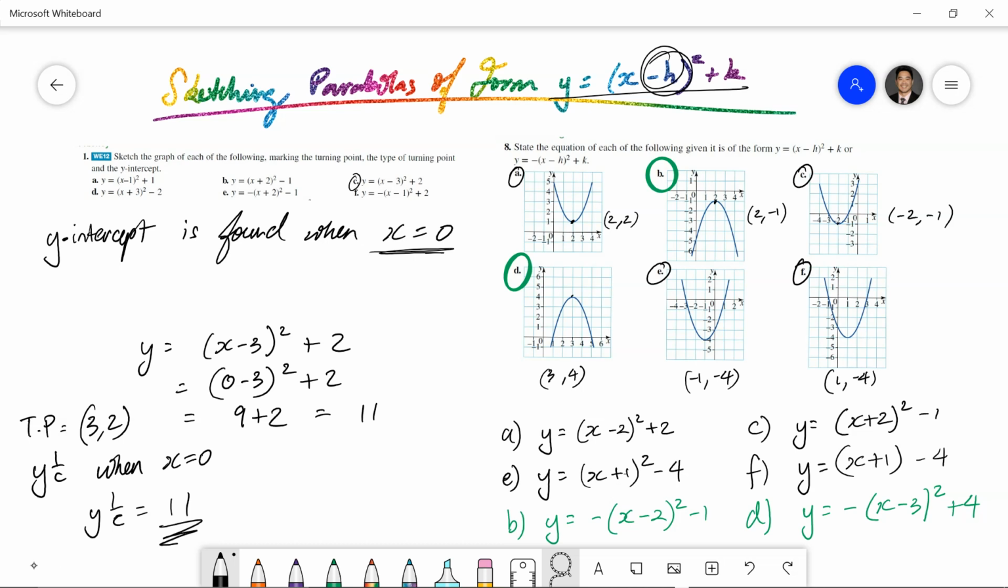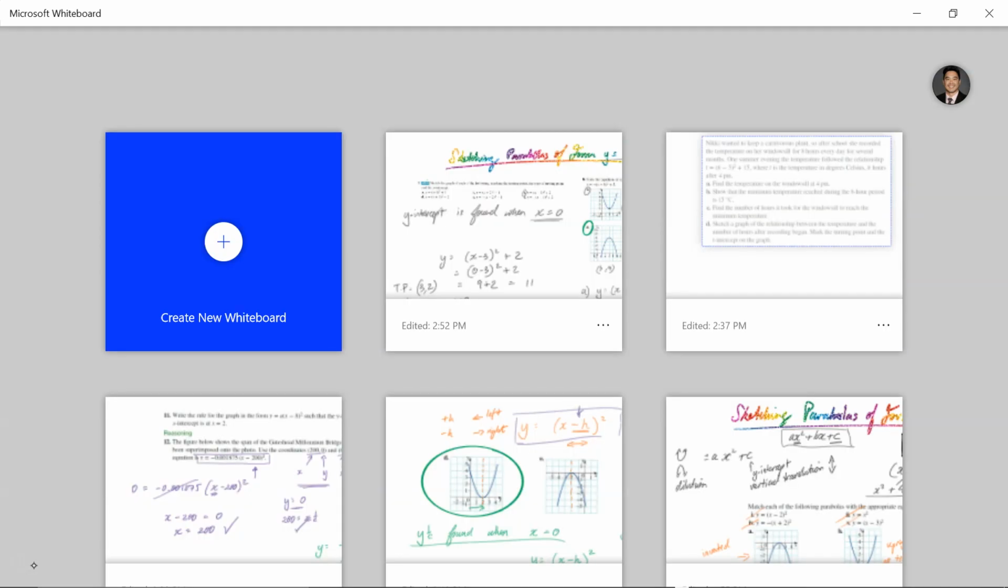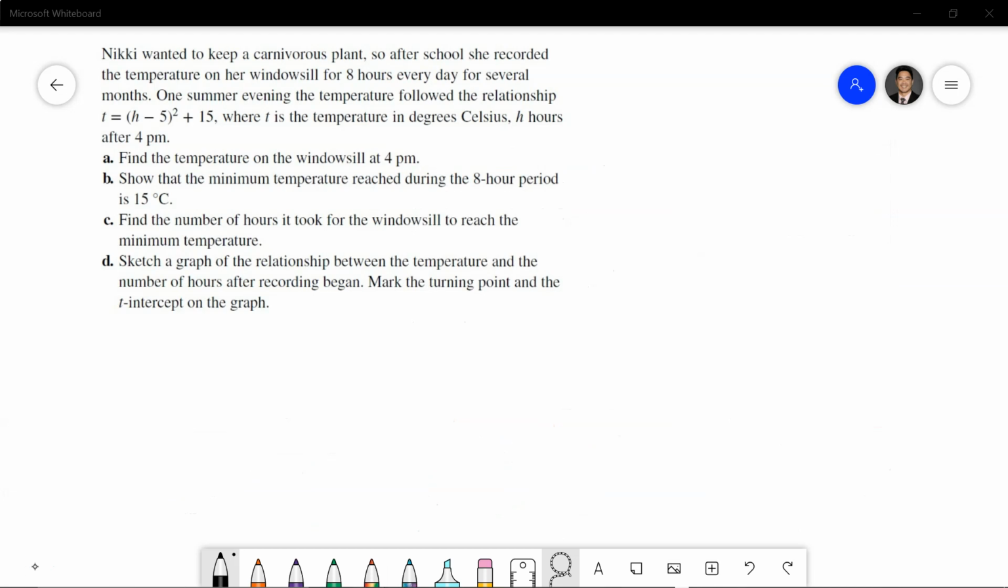Okay, so that's just something I want you to really highlight, that the k value is not the y-intercept, which is why it's not the letter C, it's actually the letter K, because it is in turning point form, and it's relating to the turning point, not the y-intercept. Hopefully that helps you, just to avoid making that error that many people do make. So I want to finish off with this problem solving question.